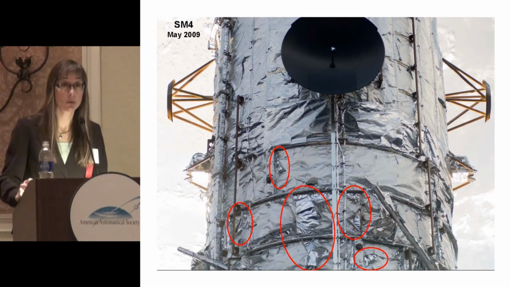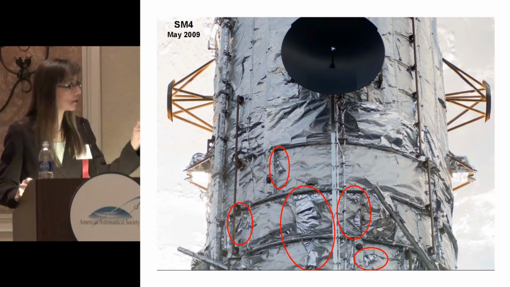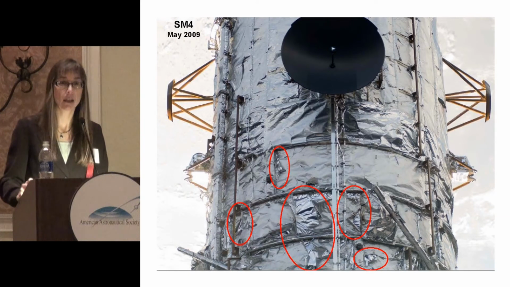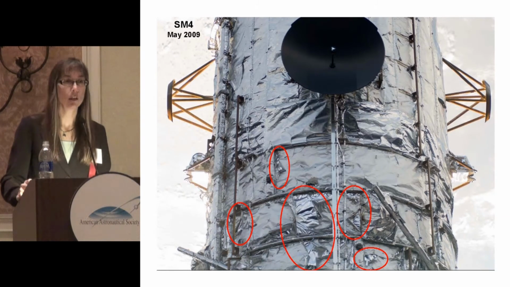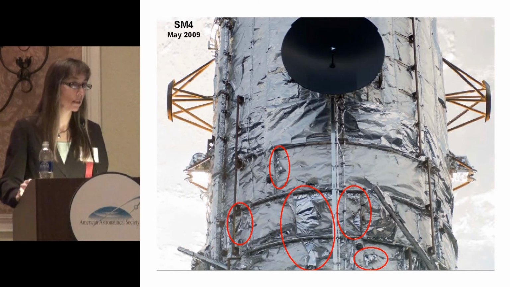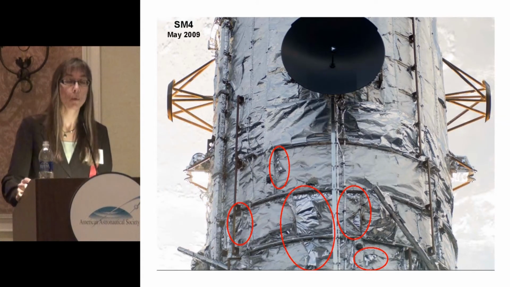There are now hundreds of cracks in the multi-layer insulation blankets on Hubble, and in some cases these cracks will curl and expose the underlying material, such as the areas I've highlighted here in the red circles. Those areas then can overheat because the underlying material is aluminum and the thermal emittance is lower, and hence it can heat up.